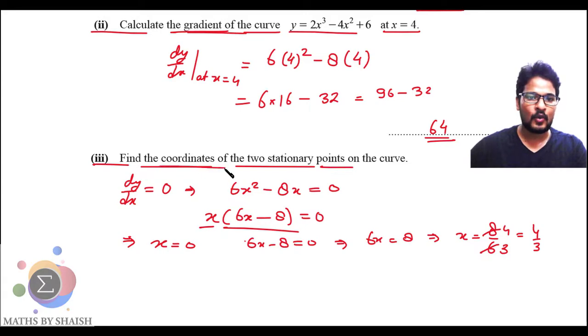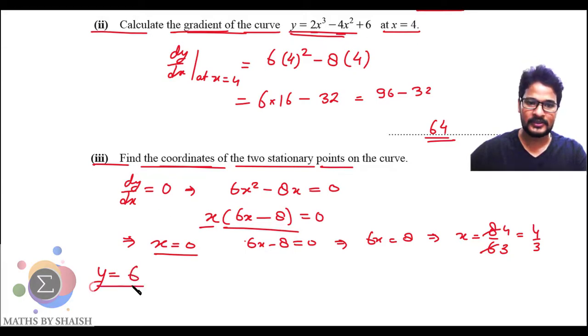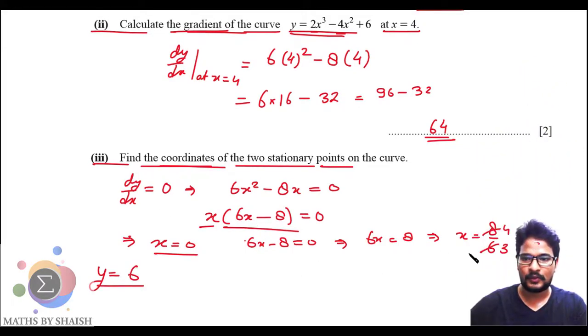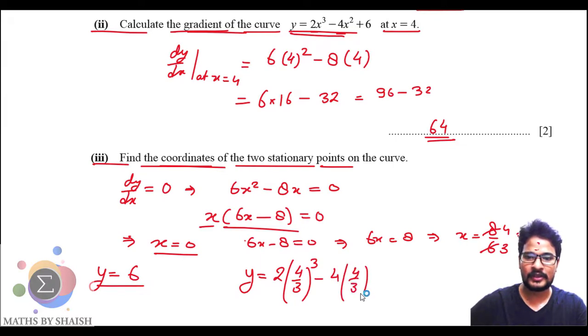And we need to find the coordinates. So we have y as this. When we have the x value as 0, we can calculate the corresponding y value. 2 times 0 cubed is 0, minus 0 plus 6, so it is only 6. So now we will put x equals 4 by 3 here, and we get y equals 2 times (4 over 3) cubed minus 4 times (4 over 3) squared plus 6.